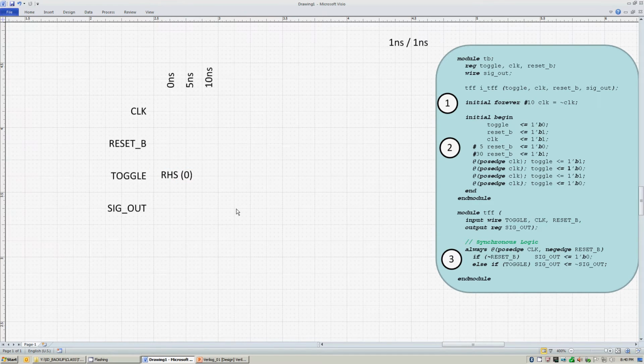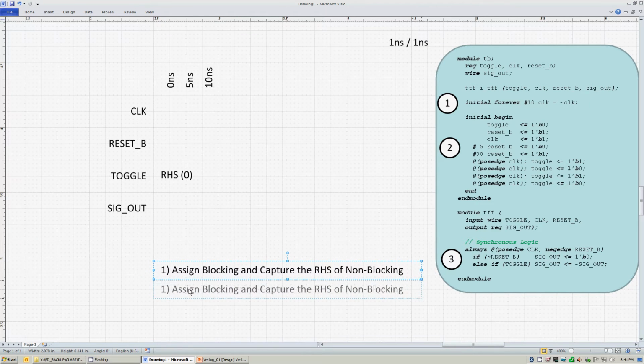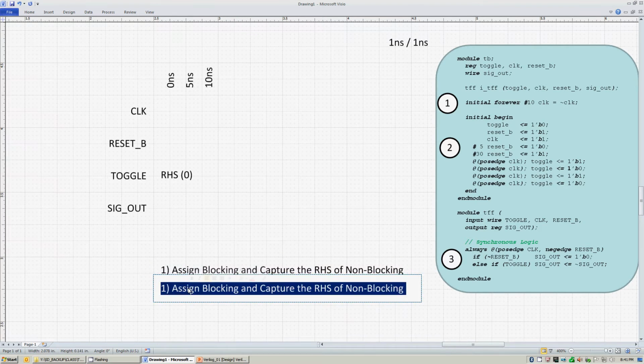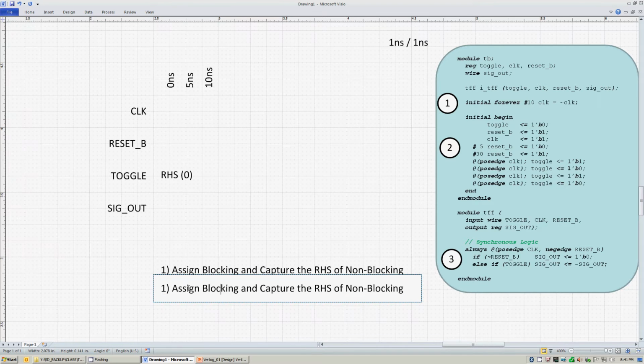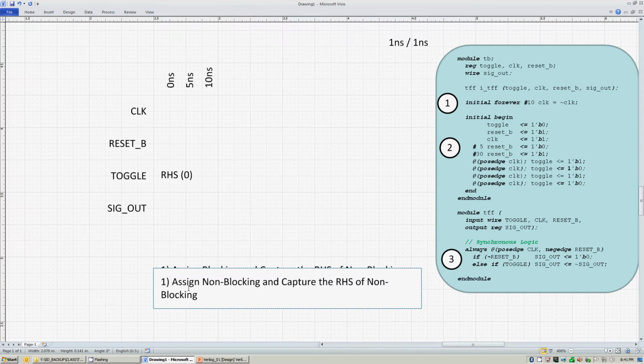Now remember, our steps for handling a simulator are as follows. In phase 1, we assign blocking and capture the right hand side of non-blocking. So step 1, we need to do that. Once we've done everything there, we then assign non-blocking.